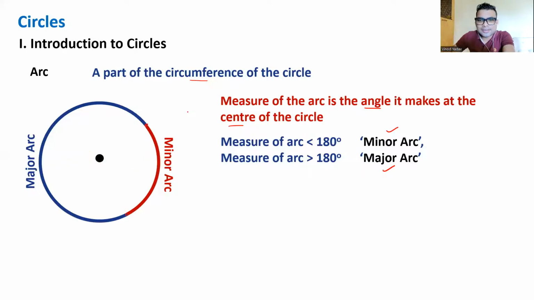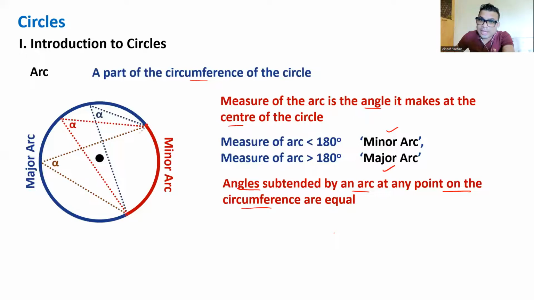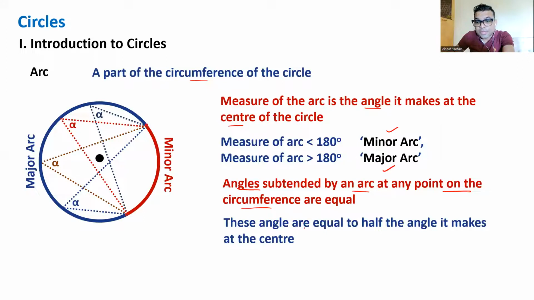Yes. Great. Angle subtended by an arc at any point on the circumference. The angles subtended by the arc at any point on the circumference are equal. See this. Whenever this arc makes any angle on the circumference, all of them will have the same measure, and these angles are equal to half the angle it makes at the center. This is our inscribed angle theorem. So this will be 2 alpha. So the angle at the center is double the angle at the circumference. Inscribed angle theorem.